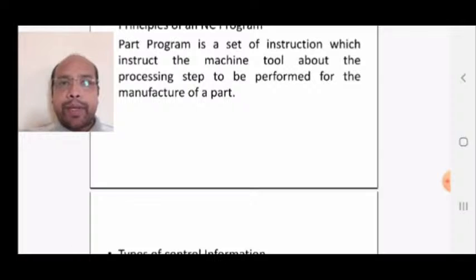So for perfect execution of this part program, we need a machine control unit which converts instructions given by the part program into a machine level language.